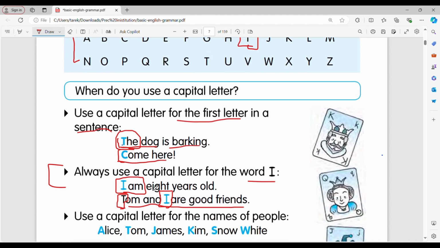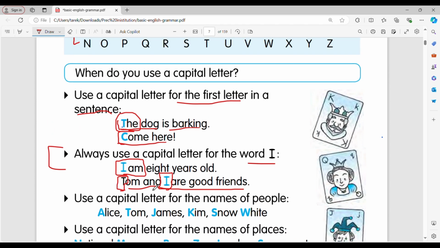Moving on to the third part, we have use a capital letter for the names of people. Any name of people, we are gonna use a capital letter for them. So for example, in here we have Alice. See, in here we put A as a capital letter. Whether it's at the beginning, in the middle, or at the end of the sentence, in any place in the sentence, we are gonna put them as a capital letter. So Tom, the T is capital, James, J is capital, Kim, K is capital, Snow, S is capital.